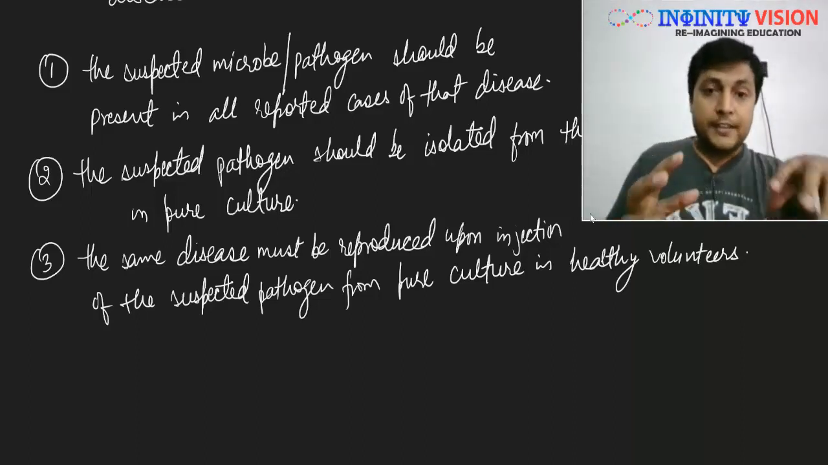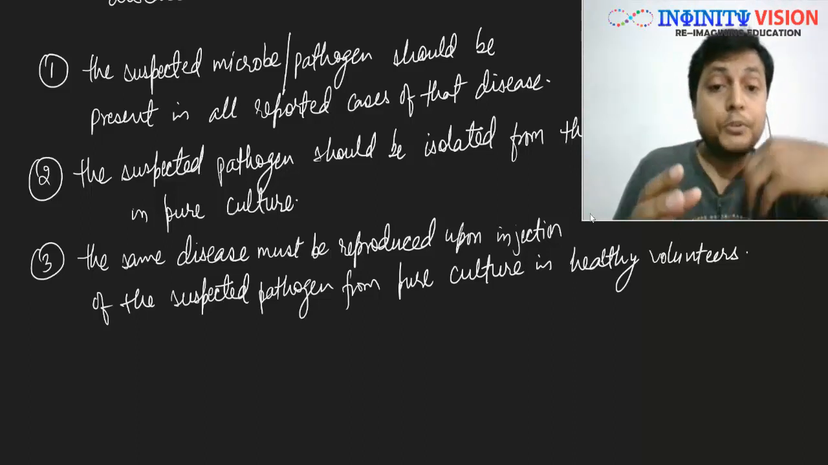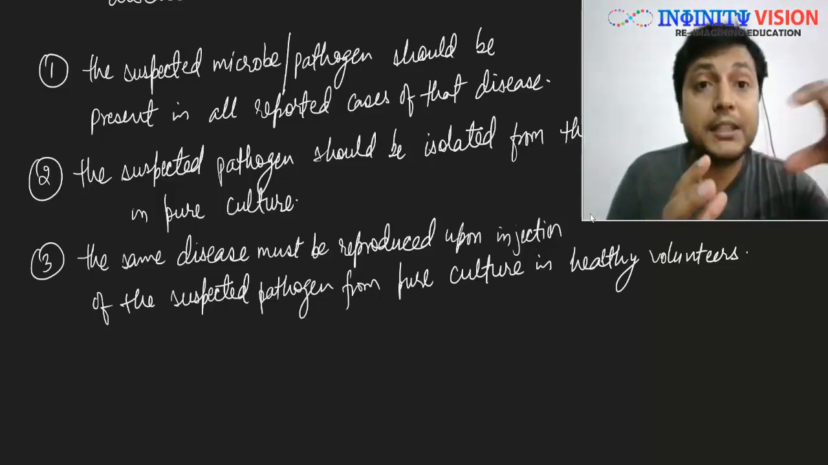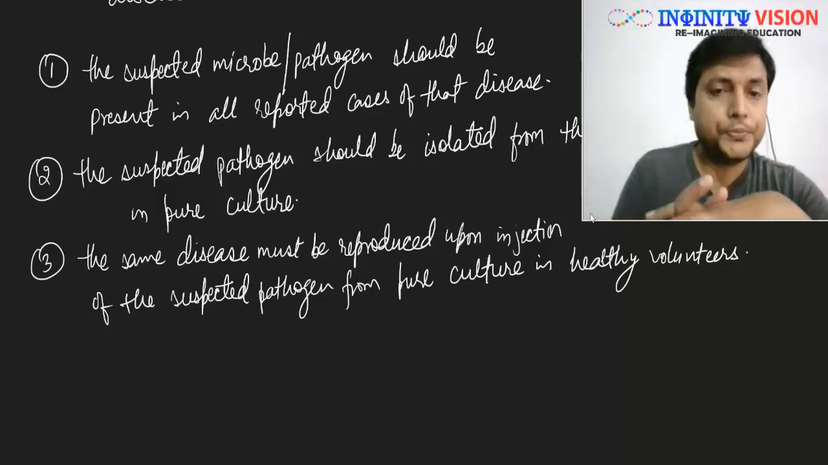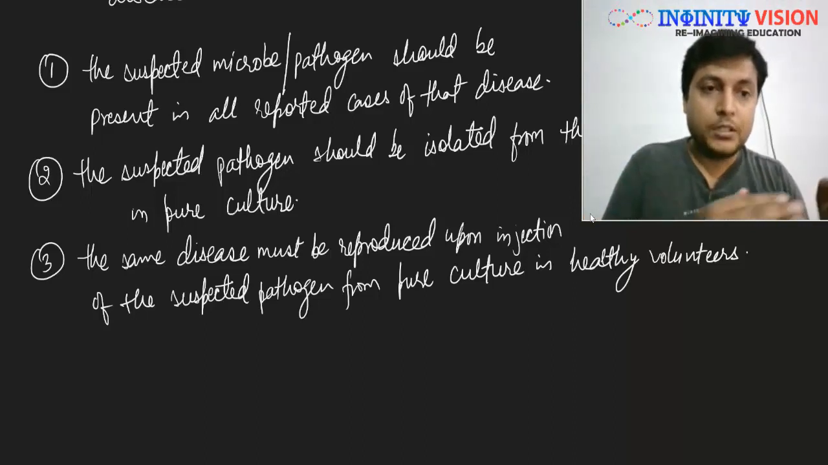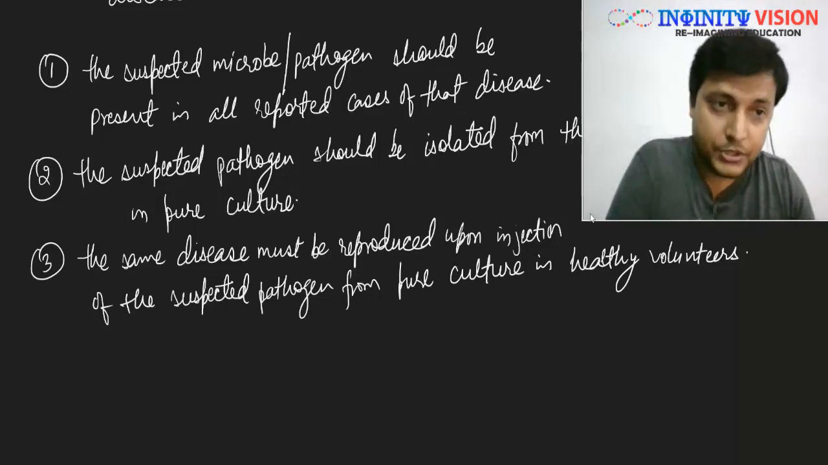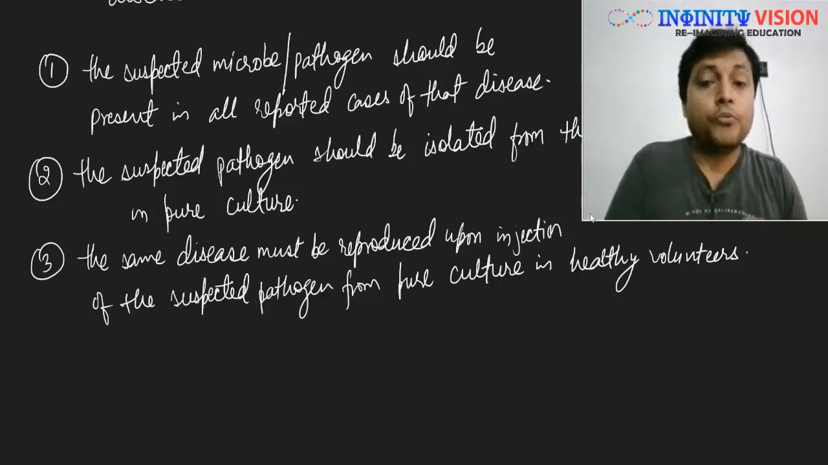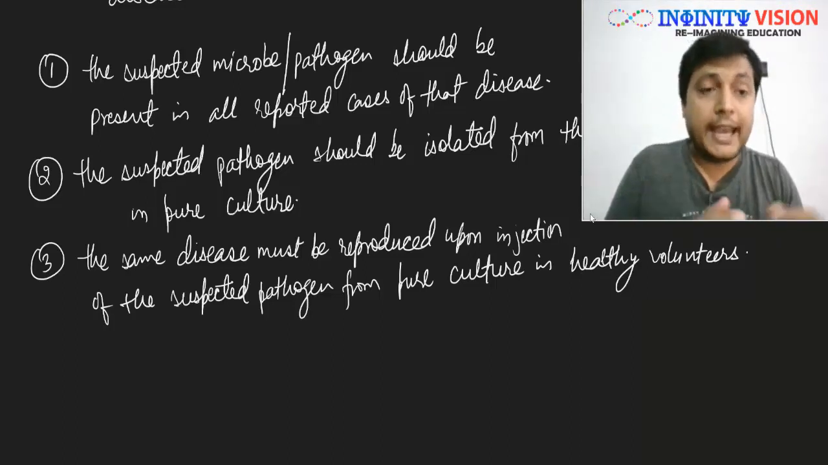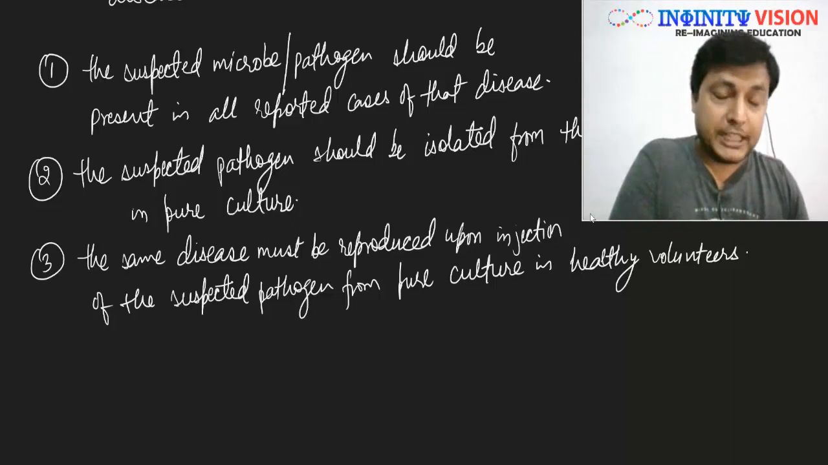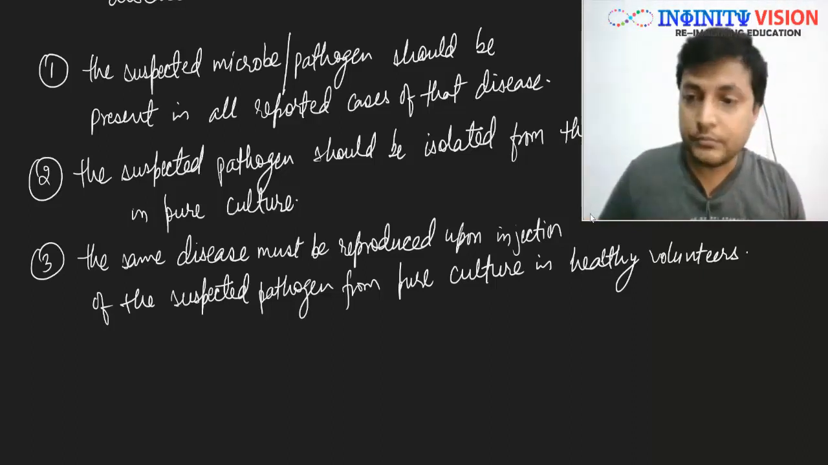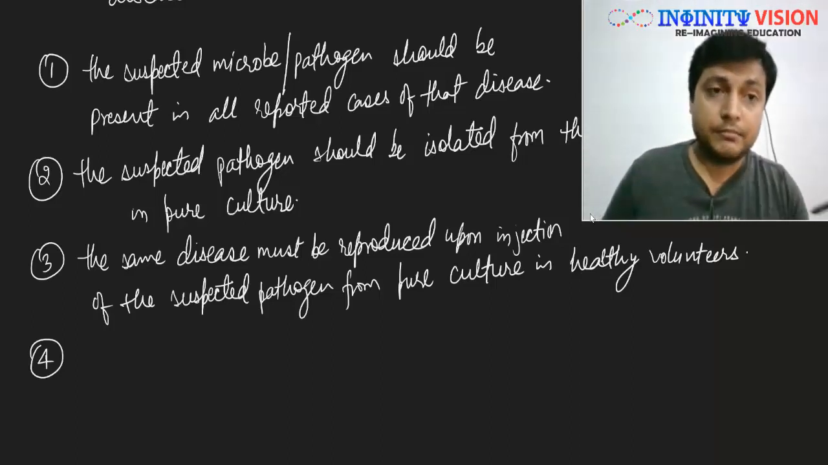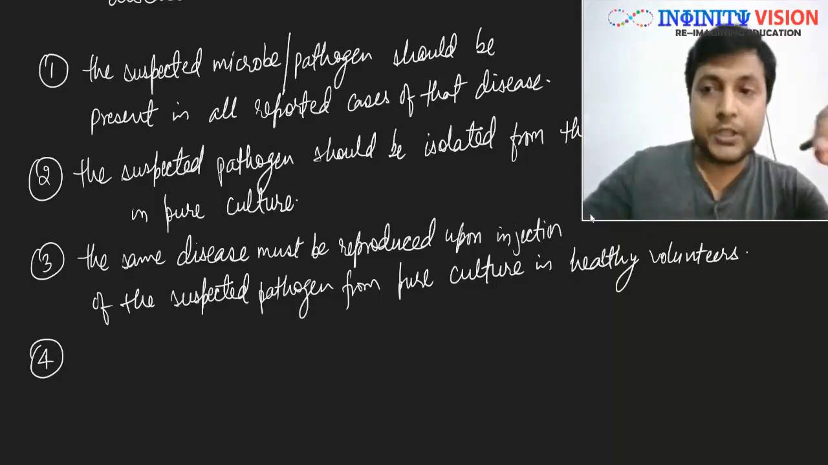So the third point says that if you are able to reproduce this disease in a perfectly healthy person by injecting the pure culture of this microbe, then it will be kind of a proof, right? So you take a healthy subject, that can be any animal or even human, and inject it with the pure culture of the suspected pathogen. And if after injection the subject develops the same disease, then you can think that this microbe is the pathogen. Okay, there is one more step to it.